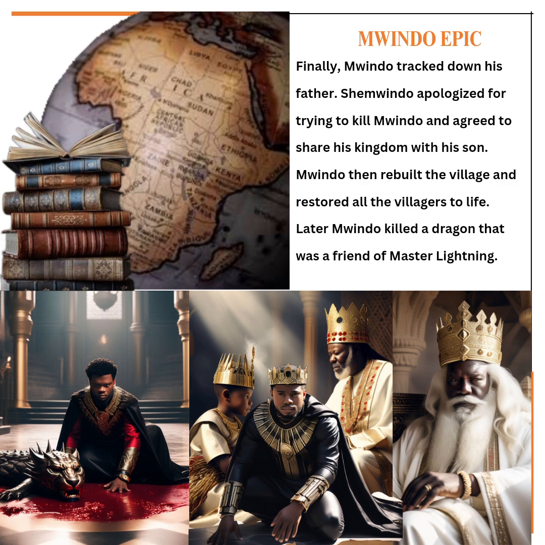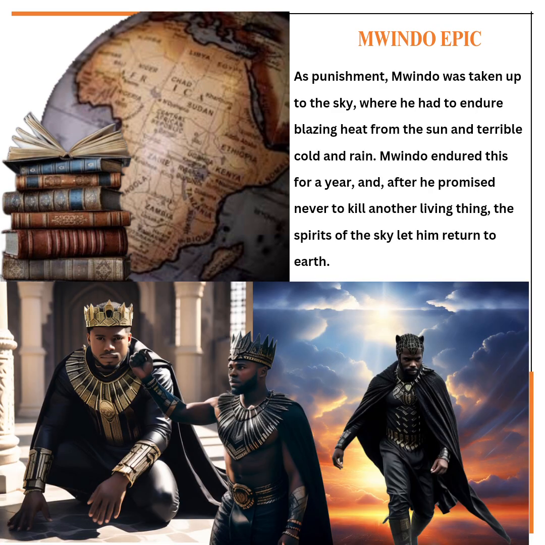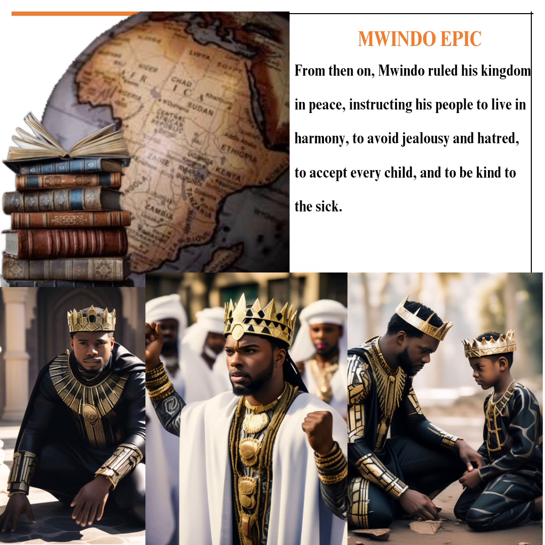Later, Mwindo killed a dragon that was a friend of Master Lightning. As punishment, Mwindo was taken up to the sky, where he had to endure blazing heat from the sun and terrible cold and rain. Mwindo endured this for a year. And after he promised never to kill another living thing, the spirit of the sky led him to return to earth. From then on, Mwindo ruled his kingdom in peace, instructing his people to live in harmony, to avoid jealousy and hatred, to accept every child, and to be kind to the sick. The end.